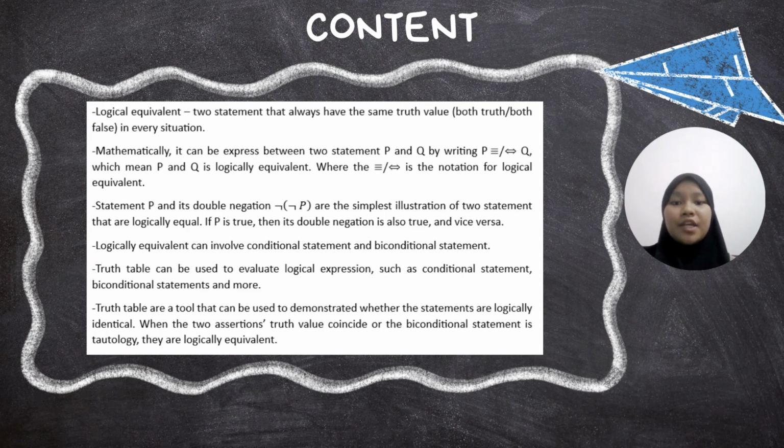Logical equivalence can involve conditional statements and biconditional statements. Truth tables can be used to evaluate logical expressions such as conditional and biconditional statements. Truth tables are a tool that can be used to demonstrate whether statements are logically identical. When the biconditional of the two statements is a tautology, they are logically equivalent.